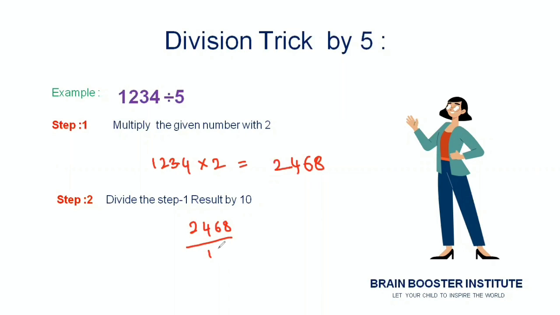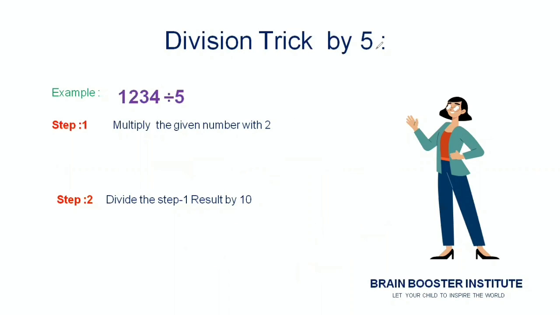2468 divided by 10. As we know, my dear friends, whenever we divide a number by 10, we place the decimal point one digit from the right side. So we get the final answer, my dear friends: 246.8. That will be the correct answer now.